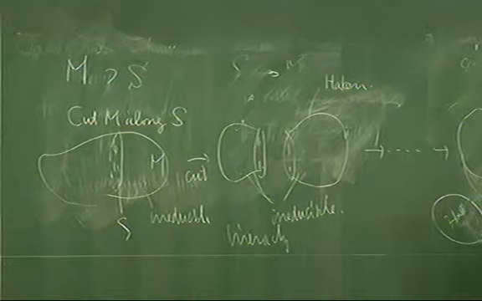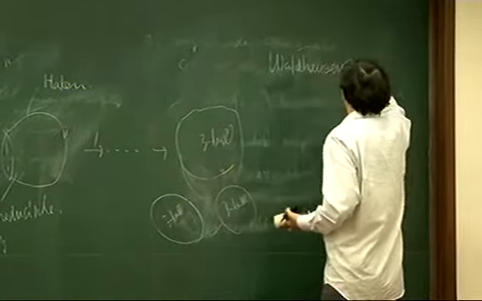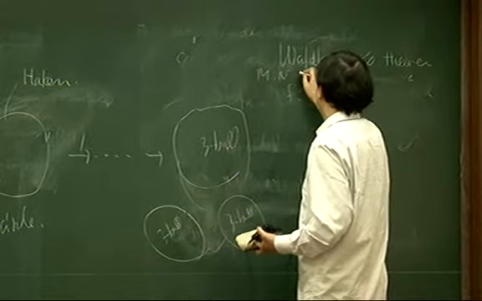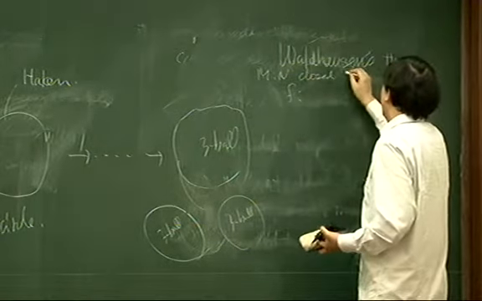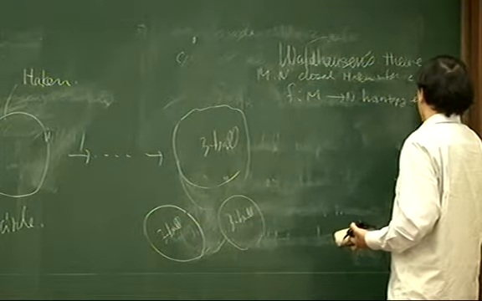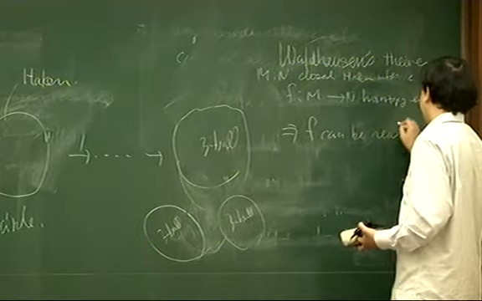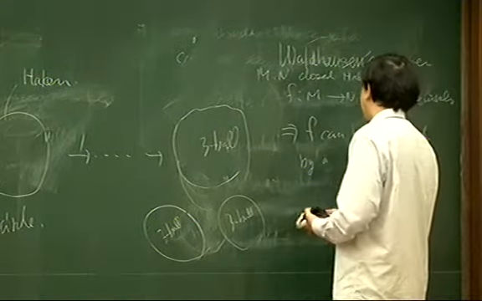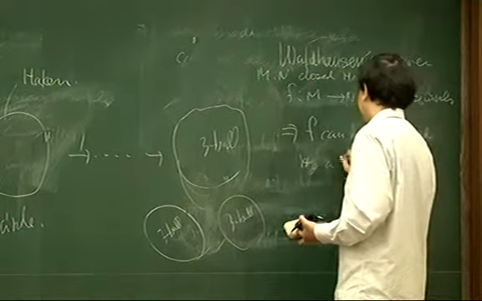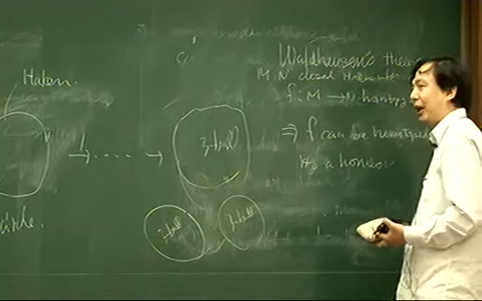An example of such an argument is Waldhausen's theorem, showing that, suppose there are two closed Haken manifolds, and there is a homotopy equivalence f, then f can be homotoped to a homeomorphism. So any homotopy equivalent closed Haken manifolds are homeomorphic.